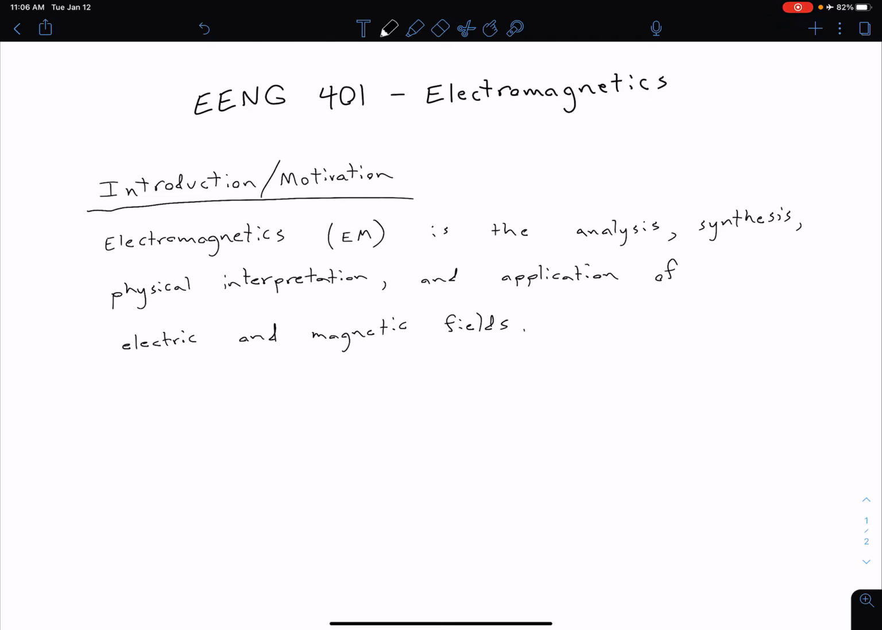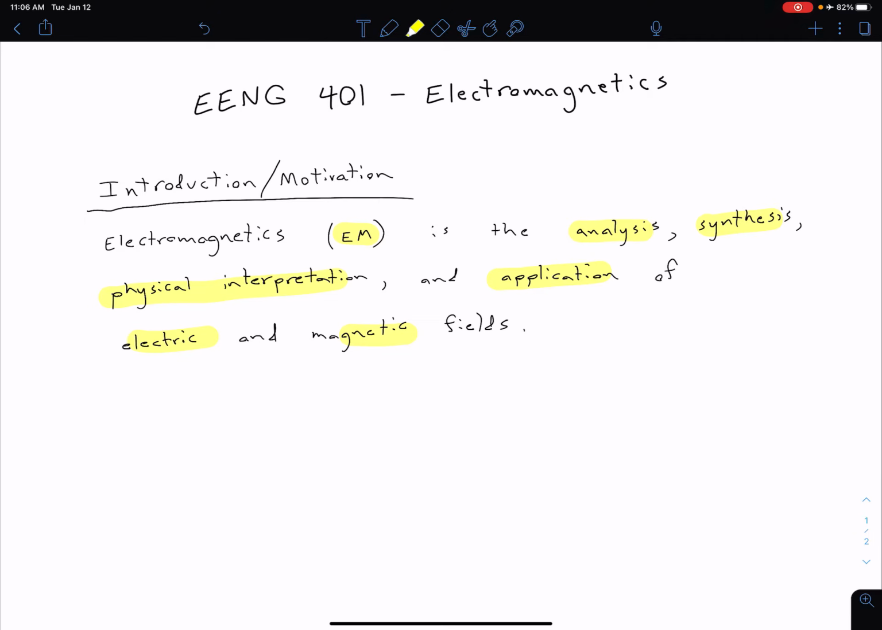In this video, I just want to briefly introduce the topic of electromagnetics and give us a little bit of motivation as far as why it's useful to study electromagnetics. So, first of all, electromagnetics, which we'll often just abbreviate as EM, is the analysis, synthesis, physical interpretation, and application of electric and magnetic fields. So that of course covers a lot of different things there.